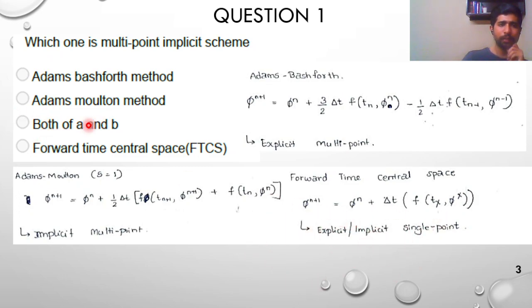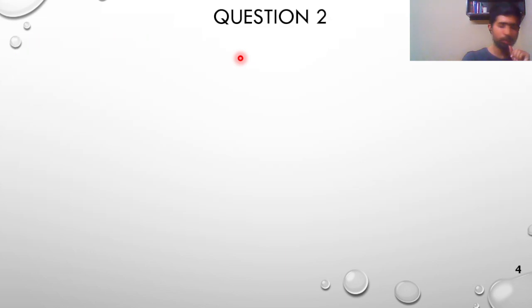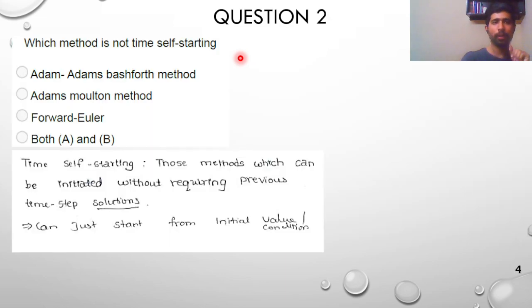So the answer for this should be Adams-Moulton, because it is a multi-point and implicit scheme. The answer is B, not both A and B. It is only B, Adams-Moulton. I hope this is clear. Any queries with respect to this question? Please write in the chat box. If there are no questions, we will go to the next question.